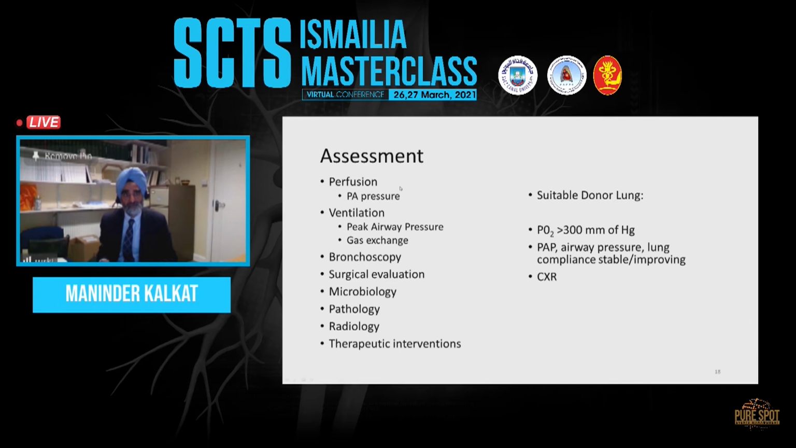So assessing, and I think this is all I've already discussed. If you have these parameters, that the PO2 is more than 300 millimeters of mercury, airway pressure, pulmonary artery pressure are acceptable, and if the compliance is improved and the chest X-ray is better, then these donor lungs can be utilized.